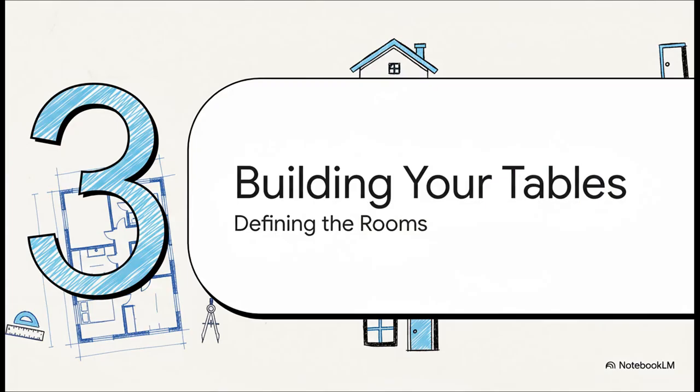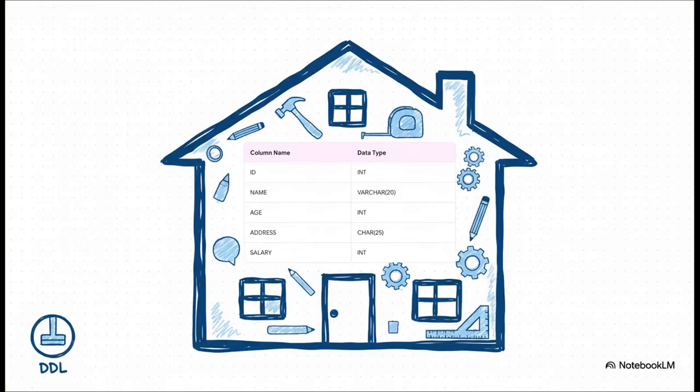Okay, so we've got our plot of land. Awesome. Now it's time to start putting up the walls and actually building the rooms. In database terms, these rooms are our tables, and they're where we'll eventually store all the specific bits and pieces of our information. So check this out. This is a blueprint for one of those rooms. We're calling it the customers table. We define every feature of the room as a column, like ID, name, and age. And then we have to specify what each of those features is made of, its data type. So an integer for the ID, some text for the name, and so on.